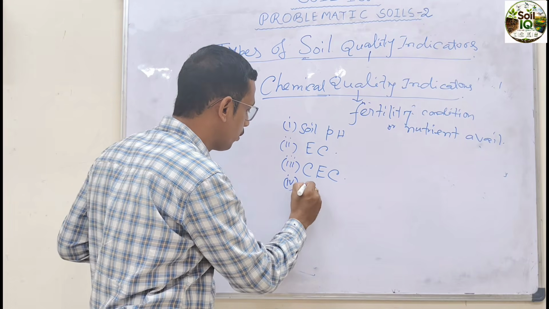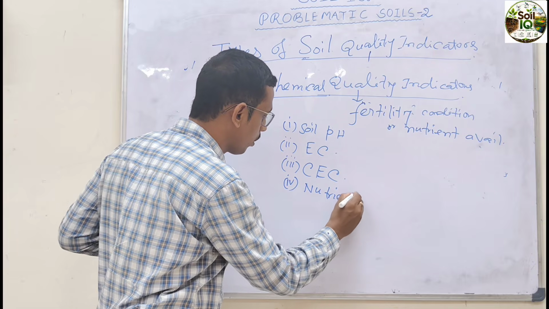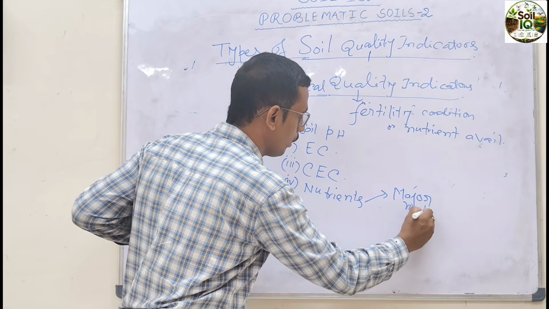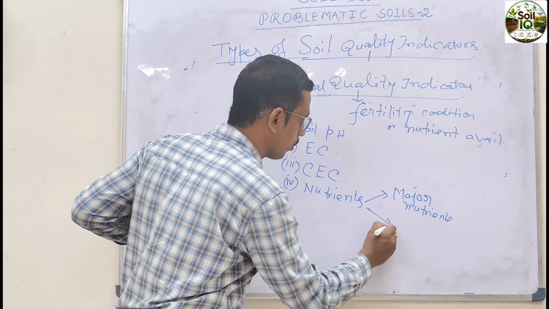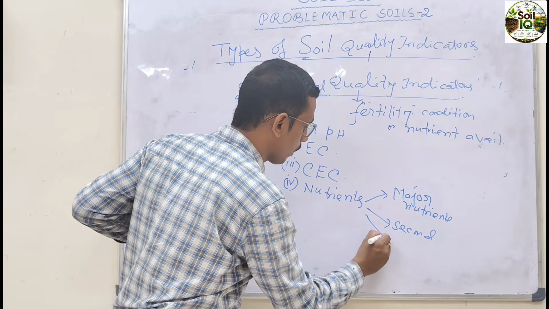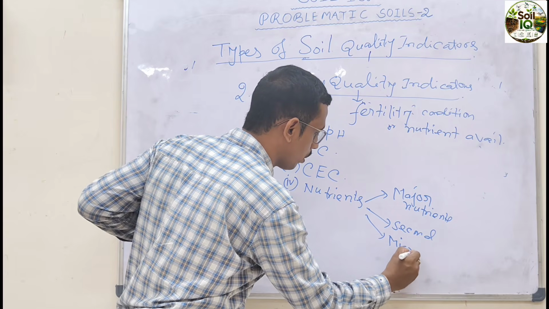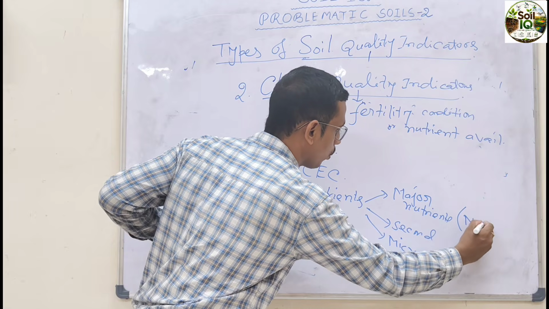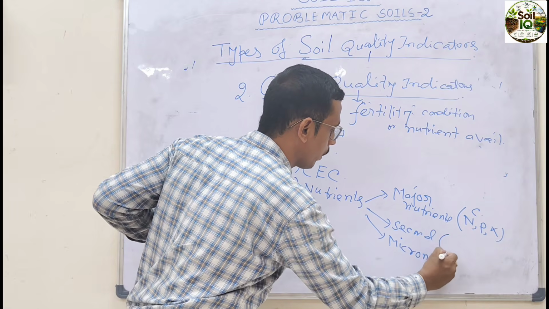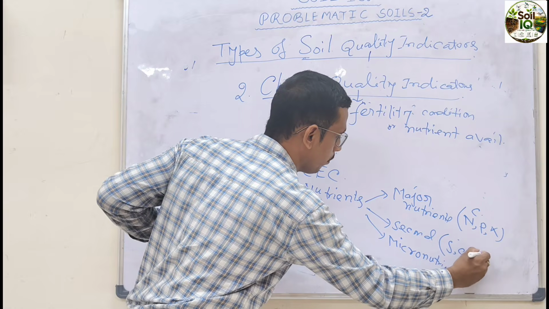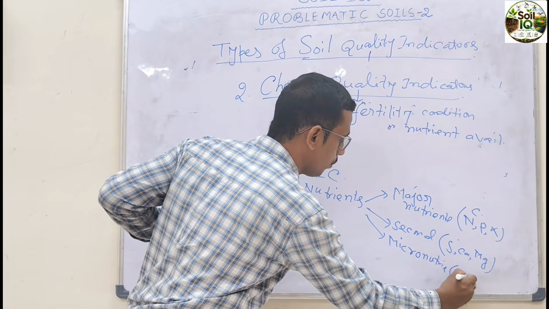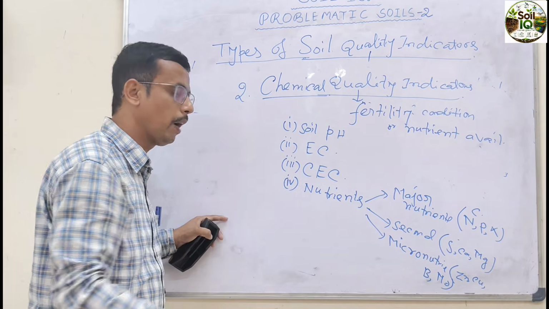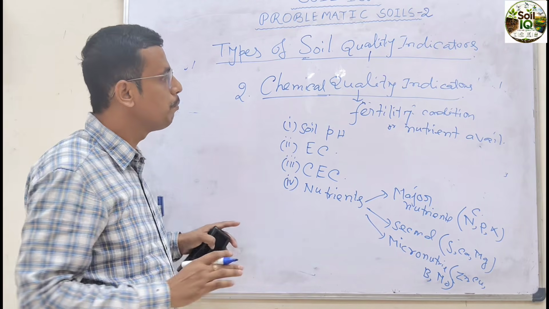Then coming to the different nutrients. There are major nutrients like nitrogen, phosphorus, potash and carbon also. Secondary nutrients: sulfur, calcium, magnesium. Micronutrients: zinc, copper, boron, molybdenum. All of these denote the chemical quality indicators.